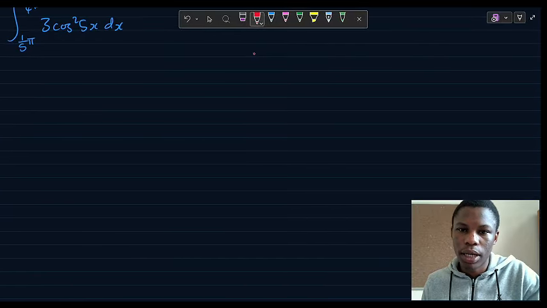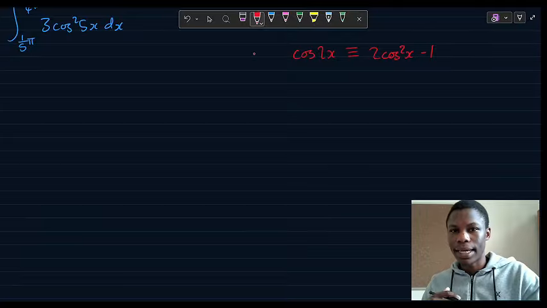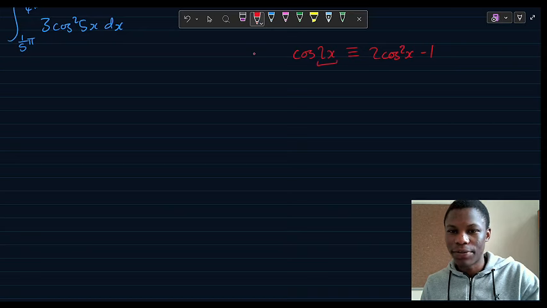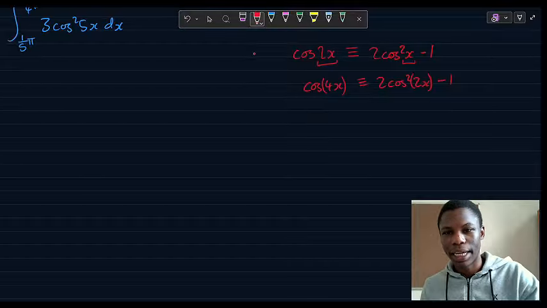So we want to integrate cos squared 5x. I'm just going to start by looking at this identity. Cosine of 2x is identical to 2 cos squared x minus 1. You find this in your MF19. This is a double angle formula for cosine. And the essence of a double angle formula is that the angle on the left should be double the angle on the right. So if I write cosine of 4x, then my angle on the right should be 2 cos squared 2x minus 1, because the angle on the left should be double the angle on the right.